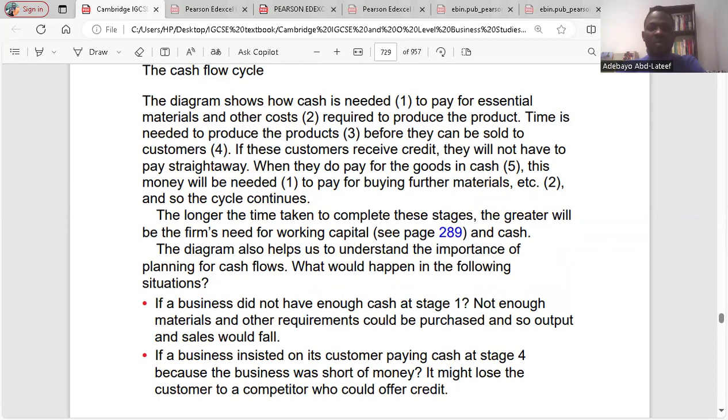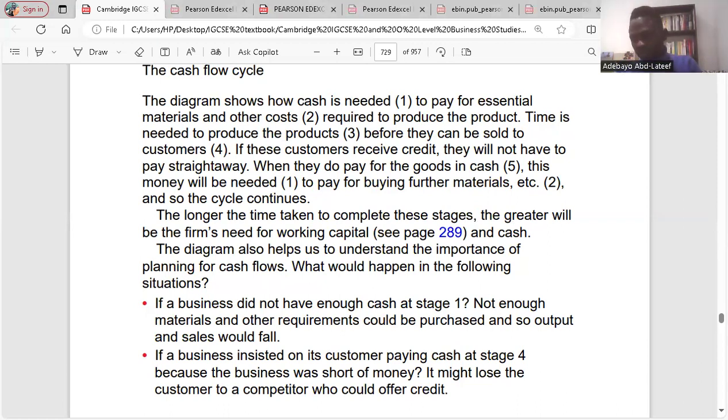So they said the diagram also, okay, now to this last paragraph, second to the last paragraph. The longer the time taken to complete these stages, the greater would be the firm's need for working capital and cash. So the diagram also helps us to understand the importance of planning for cash flows. What would happen in the following situations? So if you are able to complete the cycle in time, then you won't have problem about cash flow. But if you are unable to complete those cycles in time, you will have problem of cash flow. Do you understand why or not?